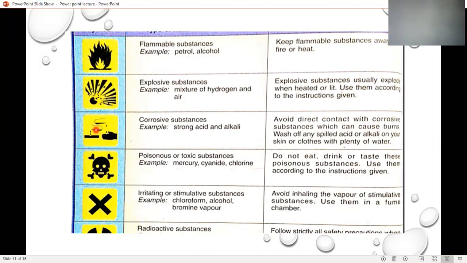It's like acid. So you can't just take it with bare hands without gloves, and you can't just spill it on your hand. If you see this symbol, it means it's poisonous. You can't just eat or drink or taste this poisonous substance, otherwise you're going to be very sick. And if there is a cross symbol, it means it's very irritating, so you should avoid smelling or inhaling it, otherwise you are going to have serious damage.